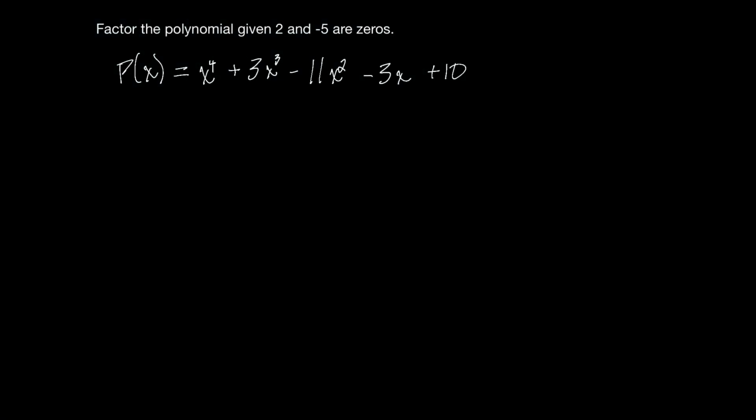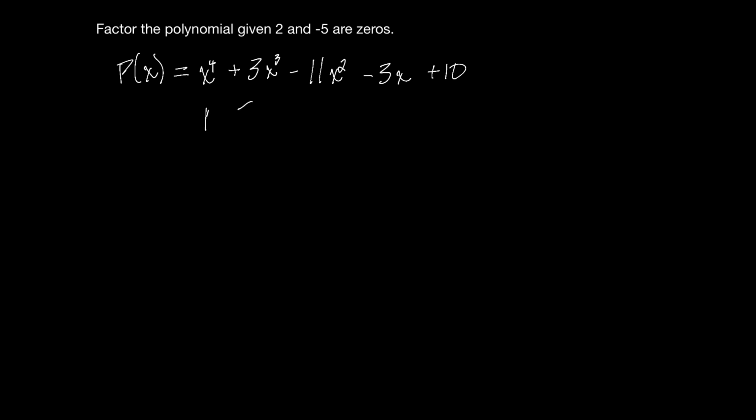So here's an example where we could use the factor theorem. Factor the polynomial given 2 and negative 5 are zeros. So here's our polynomial. We know if this is a 0, if I use synthetic division and try to divide by the 2 and the negative 5, I'm going to get a remainder of 0, right? So that's what the remainder theorem had said.